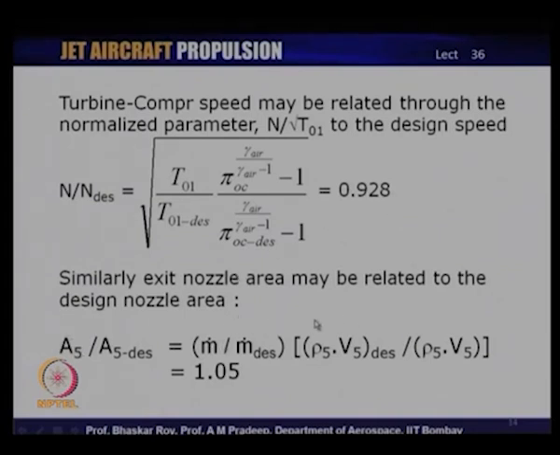Similarly, the exit nozzle area may be related to the design nozzle area, and again using the simple ratio with reference to the design values of the mass flow and the exit flow conditions, we see that the off design area of the nozzle at the exit should be 5% more than the design point nozzle area at the exit at the exhaust face. So, these two things can also be found very quickly by very simple off design estimation using simple thermodynamics.